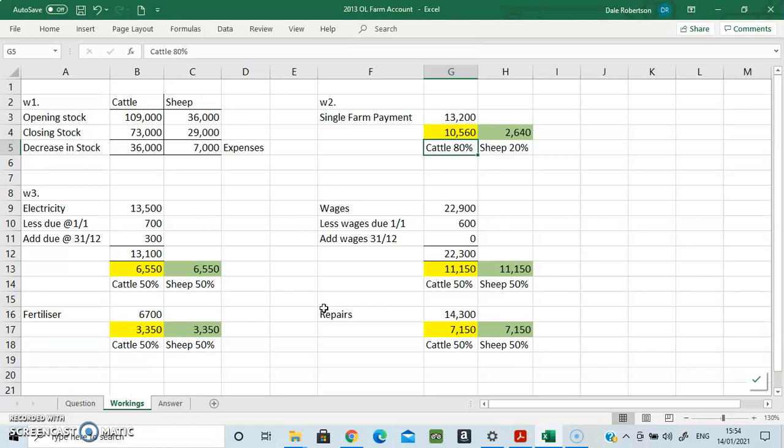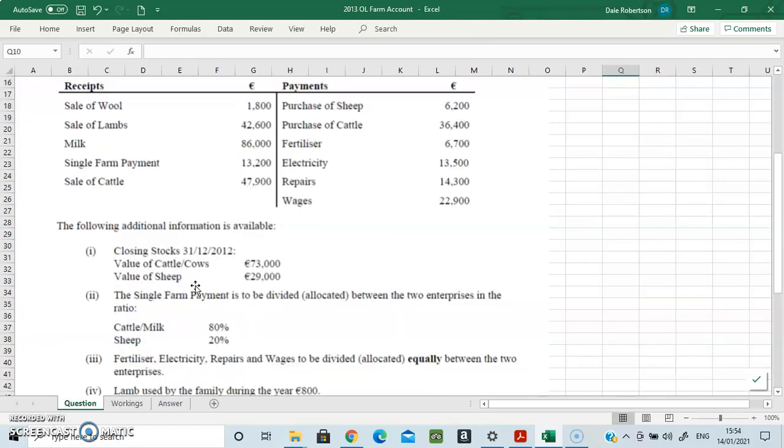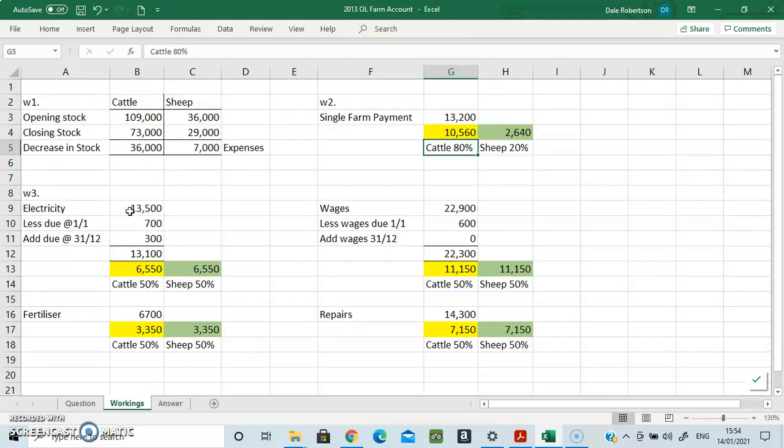Then the next working that I'm going to refer to is this one here, and it says in working 3, fertilizer, electricity, repairs, and wages are to be divided equally between the two enterprises. So we're going to take these 4 numbers. Now we must get the final number, so therefore you do have to factor in if you have any electricity due or any wages due. You have to factor that in first, and then when you do that, you have to split it 50-50. So I've done those four here.